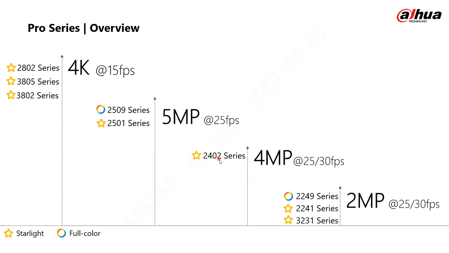Then we have the Starlight function, Starlight Plus function. The 5 megapixel category, within the Pro Series family, we have 5 megapixels. And for this 5 megapixels, the maximum frames per second is 25 frames per second. So this will provide two functions. One function is the full color function, the 9 at the end here. Then again, we have the Starlight function, 1 at the end here.